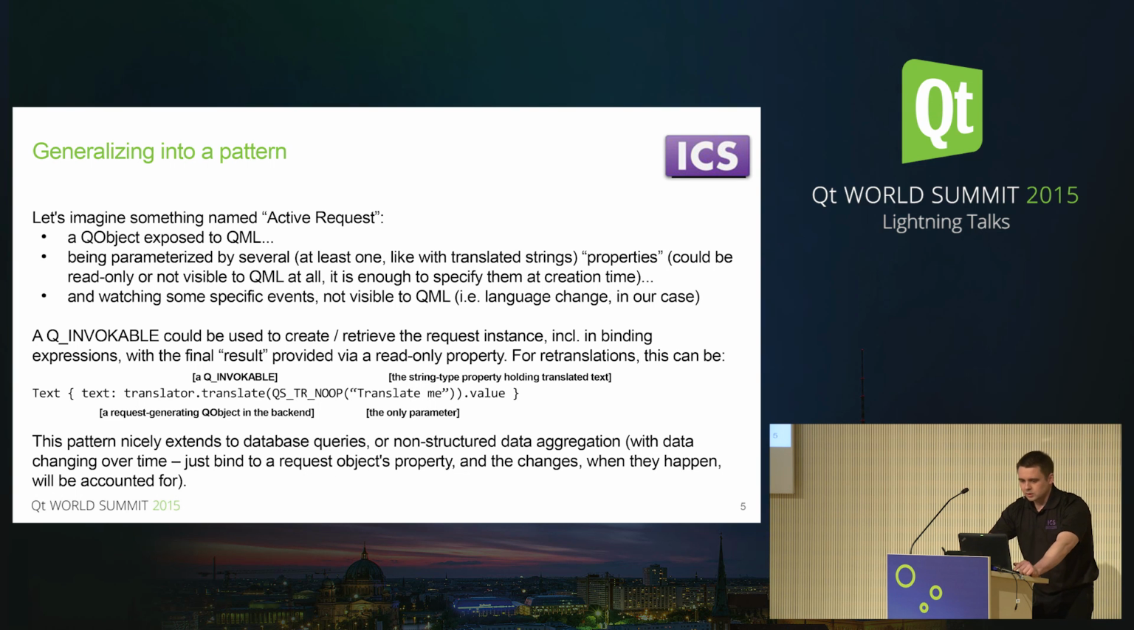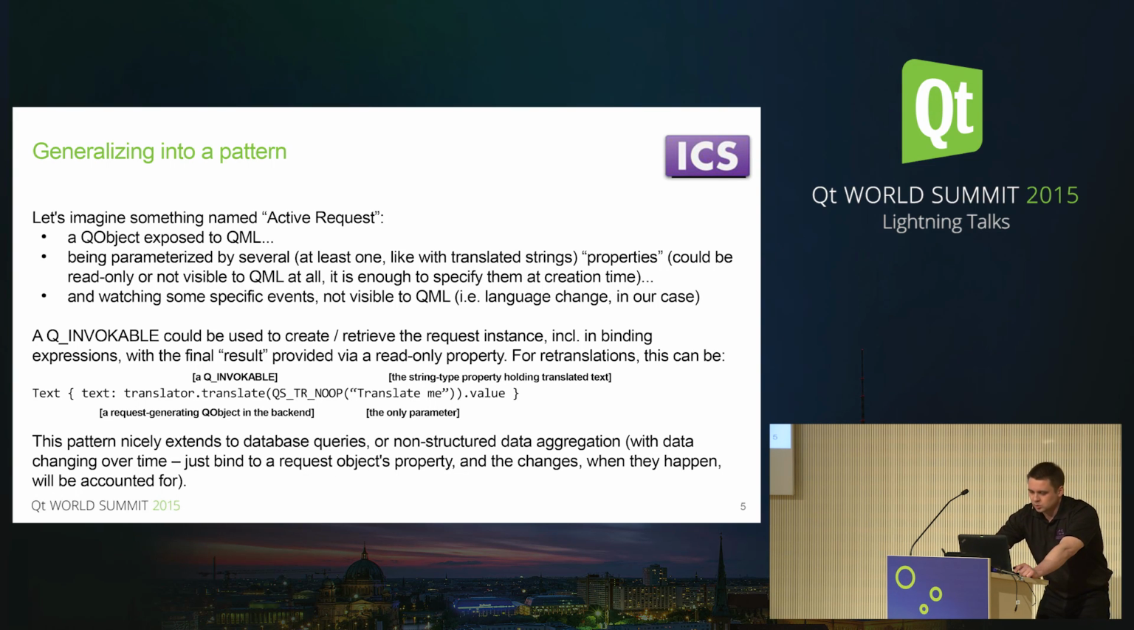So let's imagine we have a QObject exposed to QML somehow. So far, let's say somehow. And it's parameterized by several, and in our case, it will be one property or attribute or whatever, which may even not be accessible from QML when you need the final value from this query or request. So on the inside, this thing would watch for some specific events. In our case, again, this would be language change events, right?